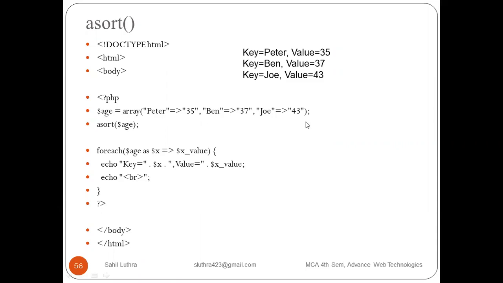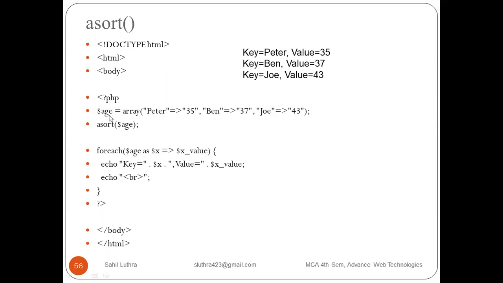After that, the values which we are going to pass, because this is related to the associative array, means that we have to pass the values with the array. After that, the asort method will be applied. So asort, and in the round braces, dollar age will come. What does it mean? It means that it will sort all the values which are assigned under the dollar age variable.